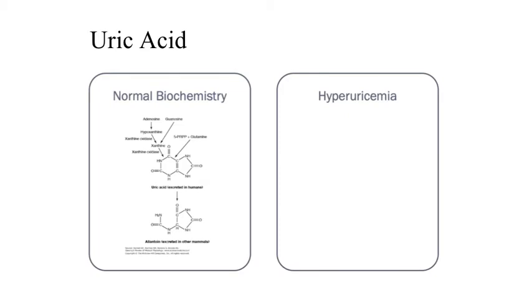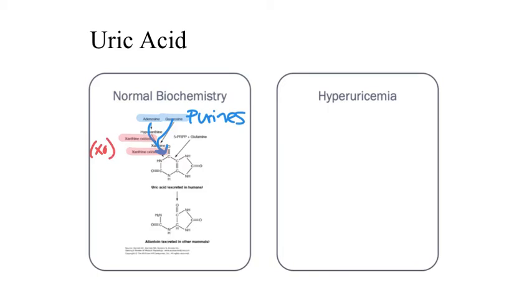Uric acid is the normal metabolite of purine nucleotides like adenosine and guanosine. Adenosine and guanosine are converted through a series of enzymatic steps to uric acid. One of the enzymes that is very closely involved in the metabolism of purines is xanthine oxidase. This is important to note because xanthine oxidase is one of the targets for some gout treatments.